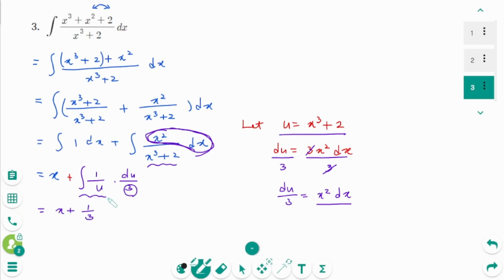Then the integral of 1 over u is ln absolute value of u plus c, equals x plus 1 over 3 ln absolute value of x cubed plus 2 plus c.